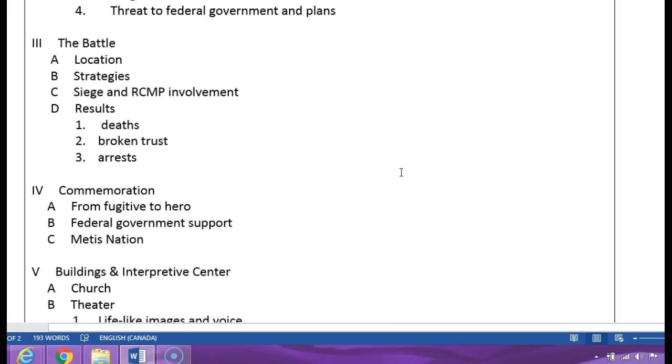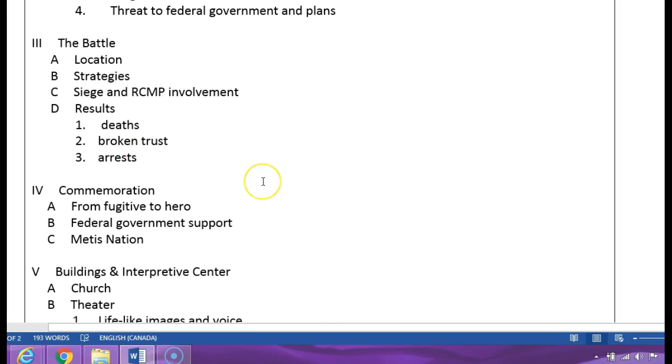Roman numeral number 3, I'm looking at the battle now, and so I cover 4 main topics there. My results I had to break down because just results by itself is too long, too broad. There are results of this battle yet today. So I'm just looking at what I found information on. Number of deaths, the broken trust between the government and the Métis people, and then the arrests that were carried out.